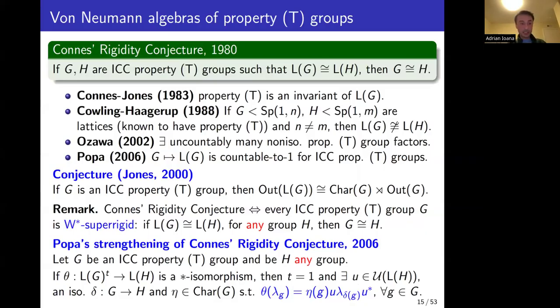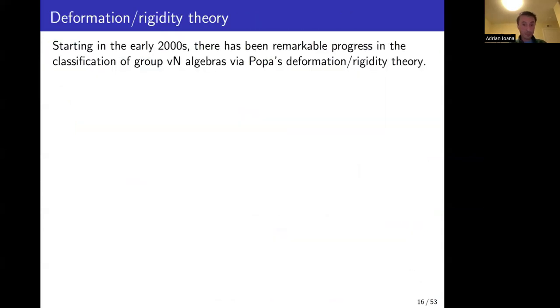All right, so my goal is to tell you about this work with Bin and Denis and Ionut, in which we gave examples of groups that satisfy all of these conjectures. But before I do so, I'm going to take a little bit of a detour and motivate that with some results from deformation rigidity theory. That's a theory that Popa initiated about 20 years ago, and it has led to a lot of progress in the classification of group von Neumann algebras. Here, I'm just going to mention two results that are very relevant to what I'll tell you about later.